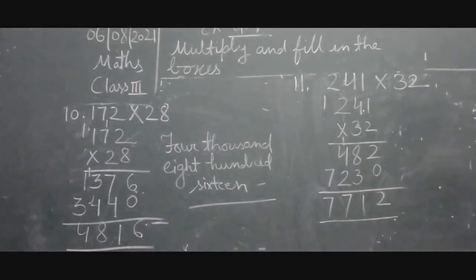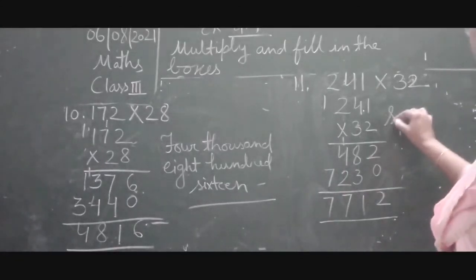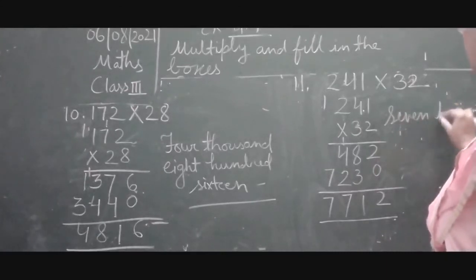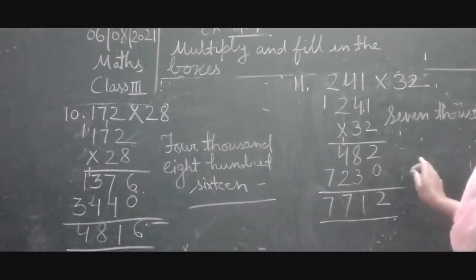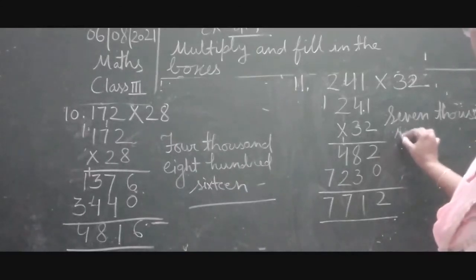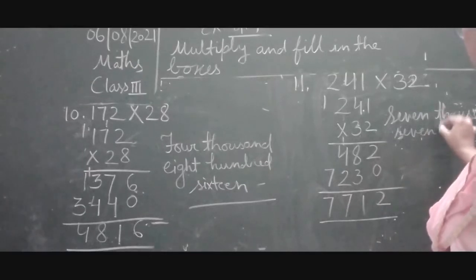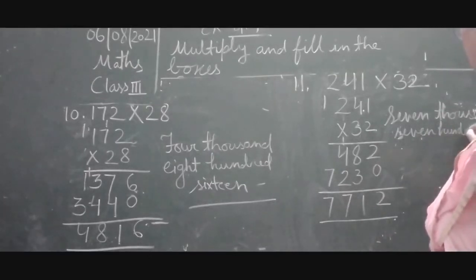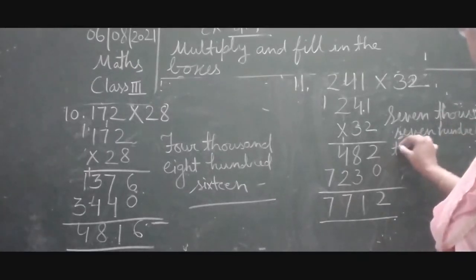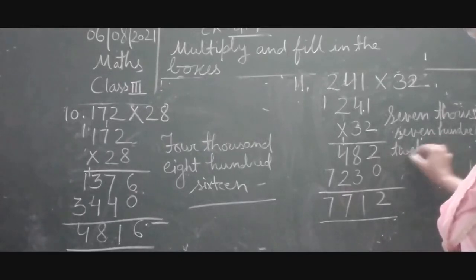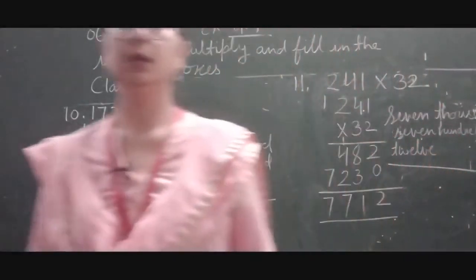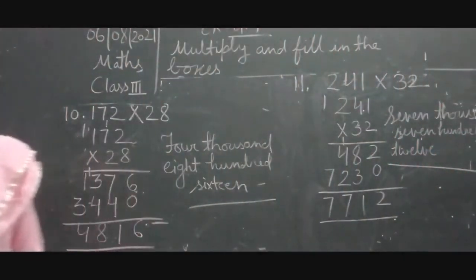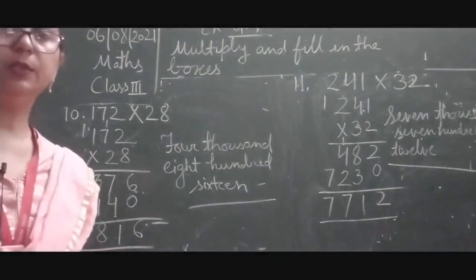So here 7,712. So here we will write 7,712. So this is the answer. Just write it down in your copy. Okay. Number 11 we have completed, children.